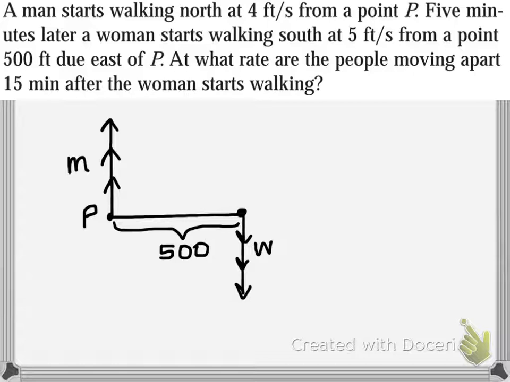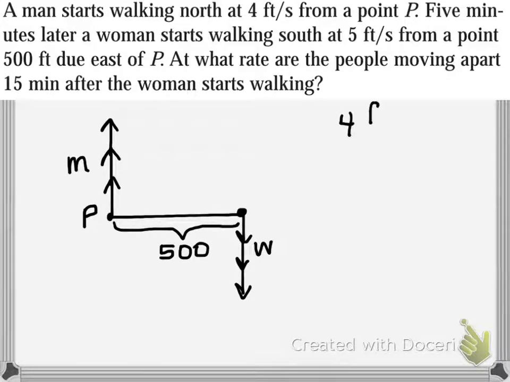Now, we also want to search for any rates that were given to us in this problem. And we were given 2 rates: the rate at which the man was walking north and the rate at which the woman was walking south. I don't recommend that you put the rates on your diagram, but rather put the rates off to the side, and we'll want to label those.